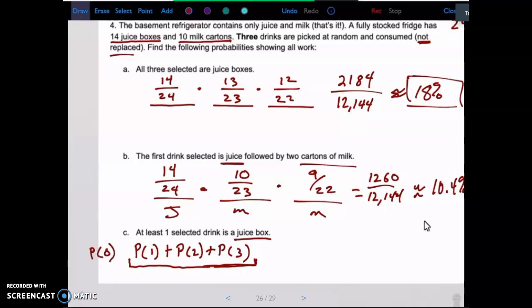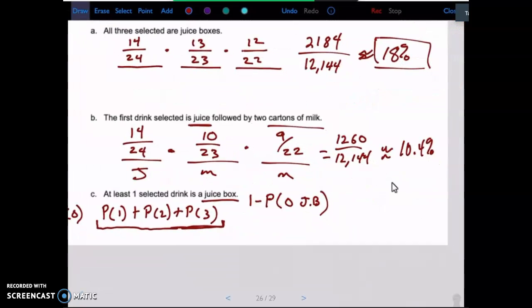So when you're doing an at least question, the way that I would do it is I would do 1 minus the probability of 0 juice boxes. So let's find out the probability of 0 juice boxes real quick. That means it goes milk, milk, milk. So we got 10 out of 24. We drink 1, we get 9 out of 23. We drink 1, we get 8 out of 22. We adjusted for the dependence so we can multiply them together.